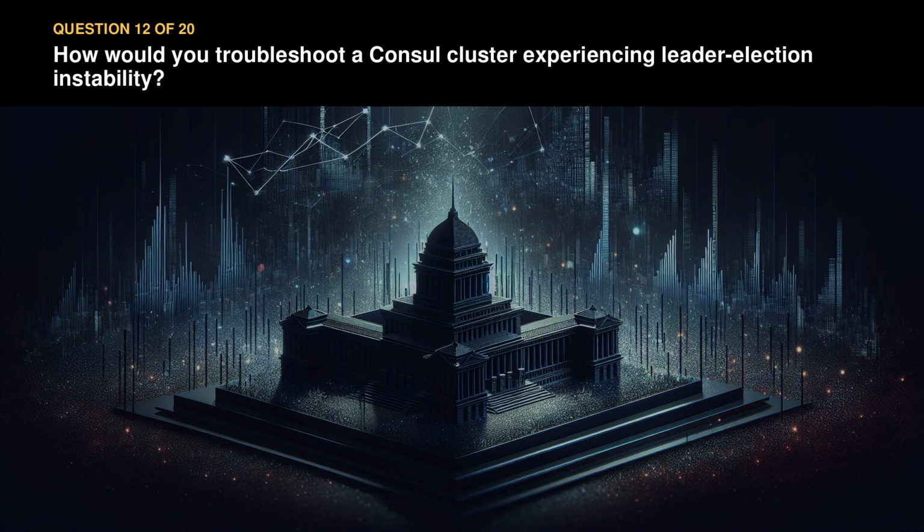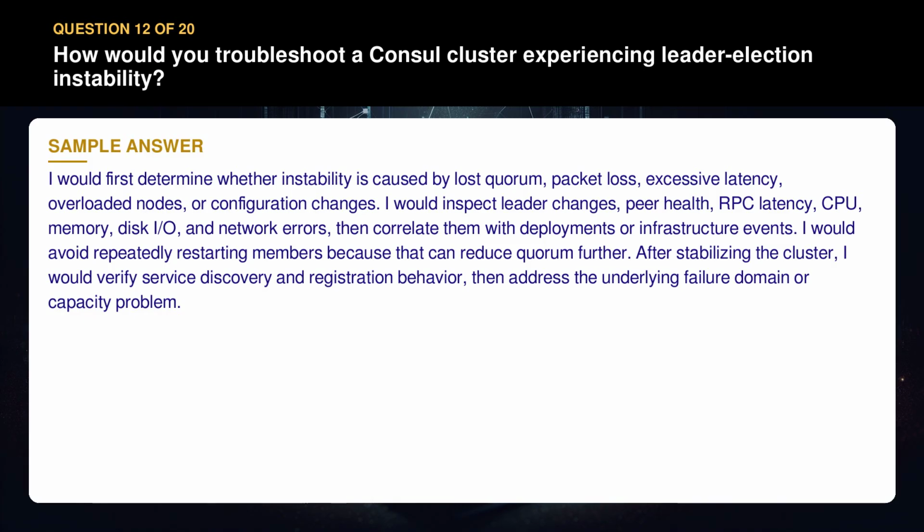Question 12. How would you troubleshoot a Consul cluster experiencing leader election instability? I would first determine whether instability is caused by lost quorum, packet loss, excessive latency, overloaded nodes, or configuration changes. I would inspect leader changes, peer health, RPC latency, CPU, memory, disk I/O, and network errors, then correlate them with deployments or infrastructure events. I would avoid repeatedly restarting members because that can reduce quorum further.